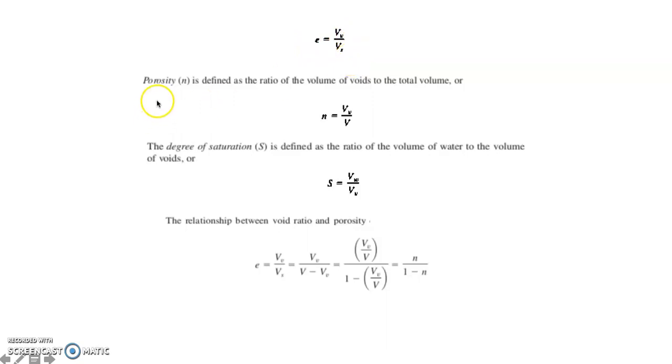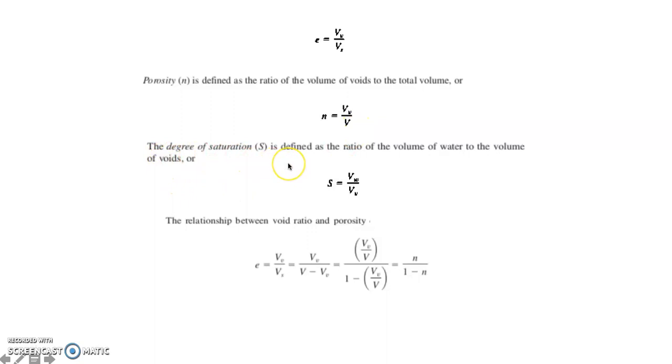For the porosity, denoted by N, it is defined as the ratio of the volume of voids to the total volume. So for the porosity, it is denoted by N, and this is the formula: volume of the voids over total volume.